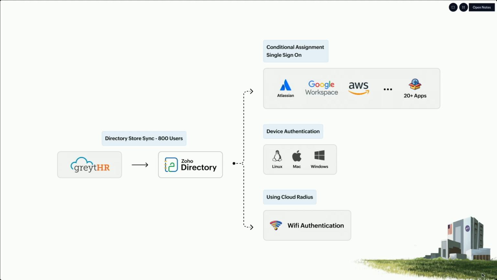And along with that, they also wanted to do device authentication. And again, they had all the three platform of devices within the organization. So they had Mac, Linux, and Windows, where we had to provide them device authentication using Zoho Directory.